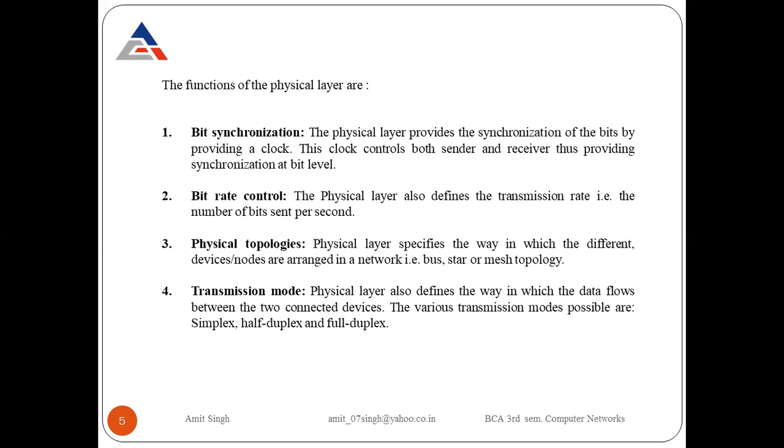Fourth, transmission mode. The physical layer also defines the way in which the data can flow between the two connected devices. The various transmission modes possible are simplex, half duplex, and full duplex. Transmission means the communication mode, and we have three different communication modes. The first one is simplex, second is half duplex, third is full duplex. So which mode is currently used in the communication is also decided by the physical layer.